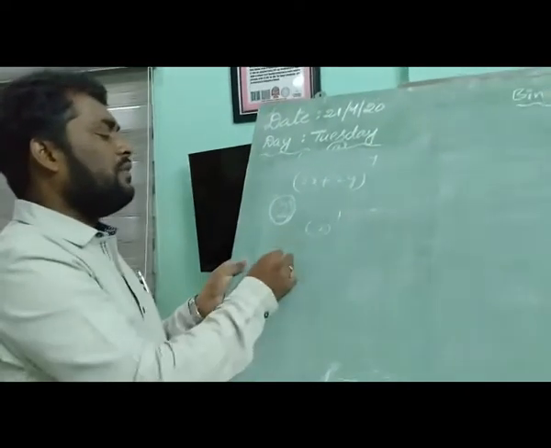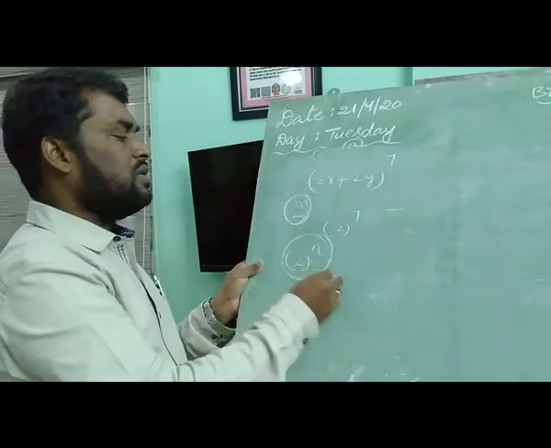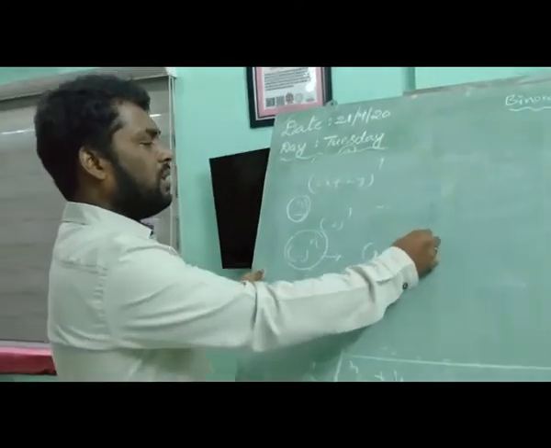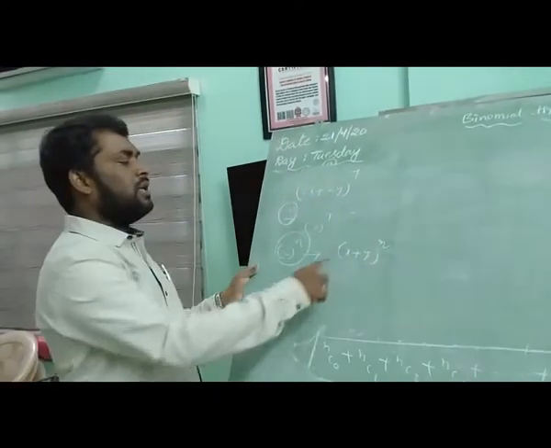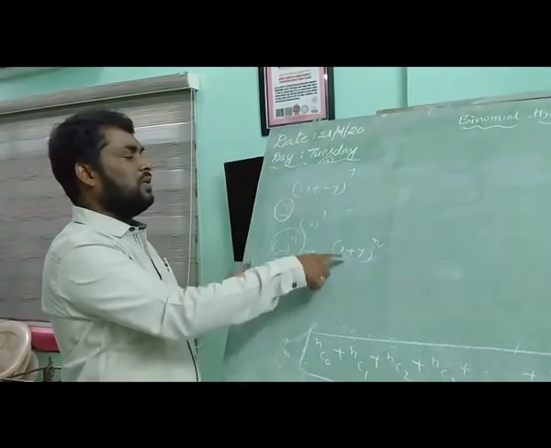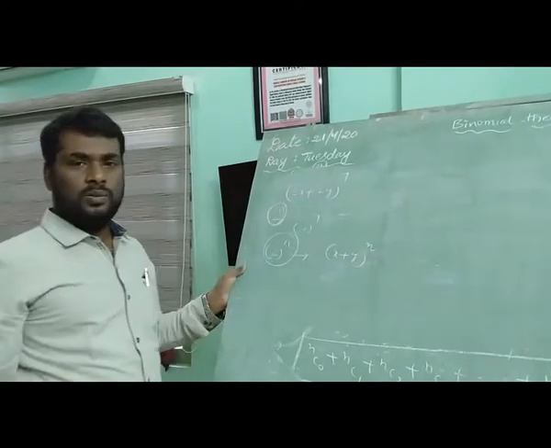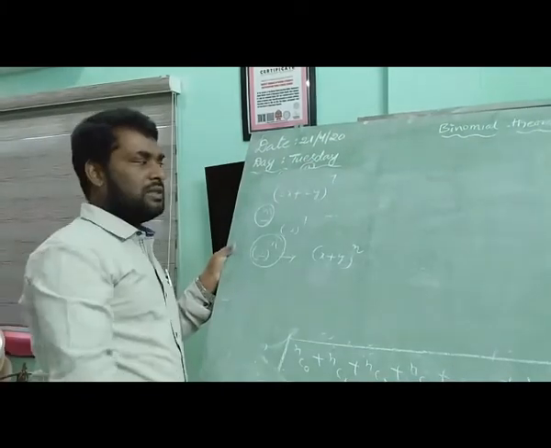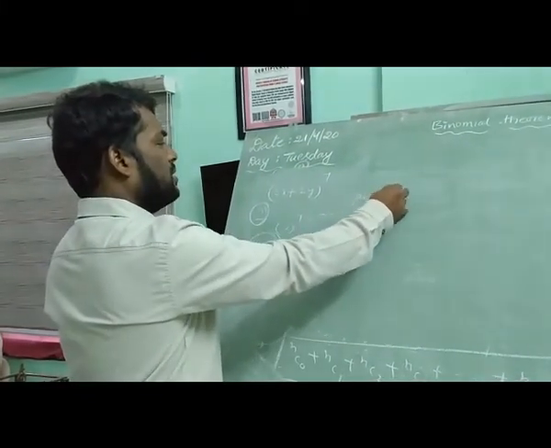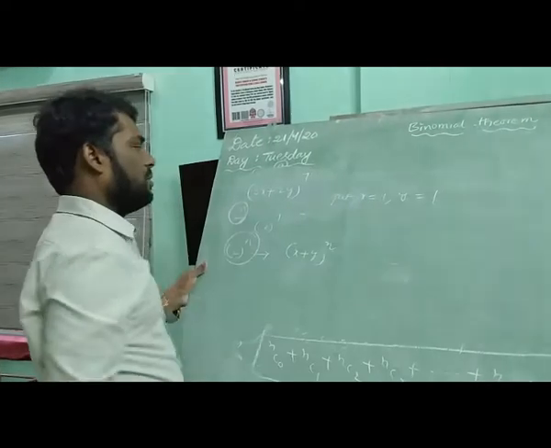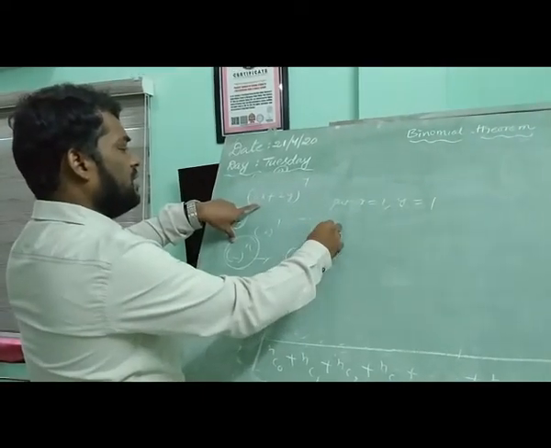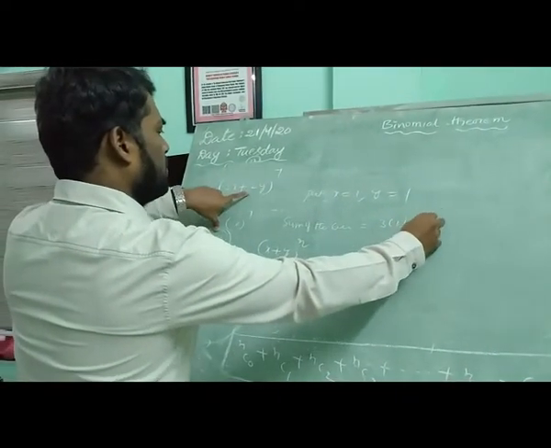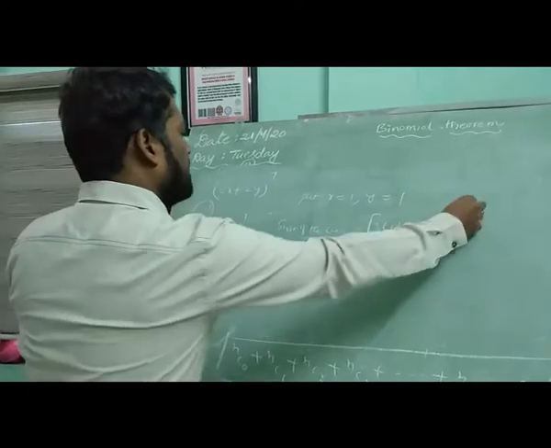Because this formula, 2 to the power of n, is useful to find the sum of the coefficients in the binomial expansion x plus y whole to the power of n. But here the expansion is not x plus y whole to the power of n. It is 3x plus 2y whole to the power of 7. So for finding the sum of the coefficients in expansions like these, use the shortcut. Put x equal to 1 and y equal to 1. Then the sum of the coefficients is equal to 3 into 1 plus 2 into 1 whole power 7.